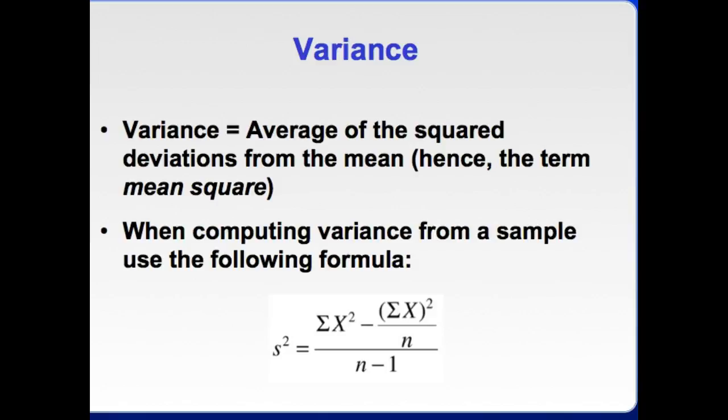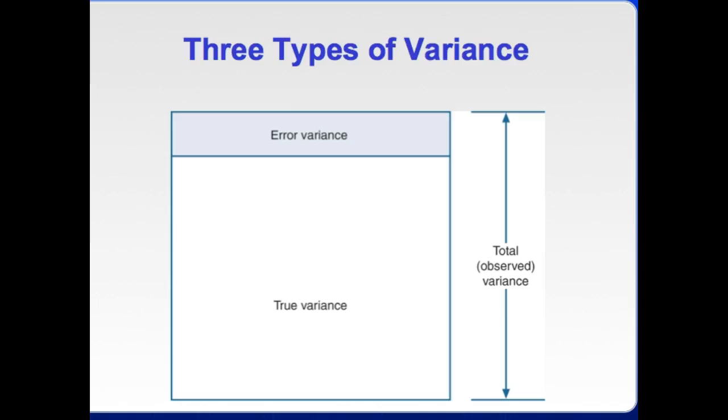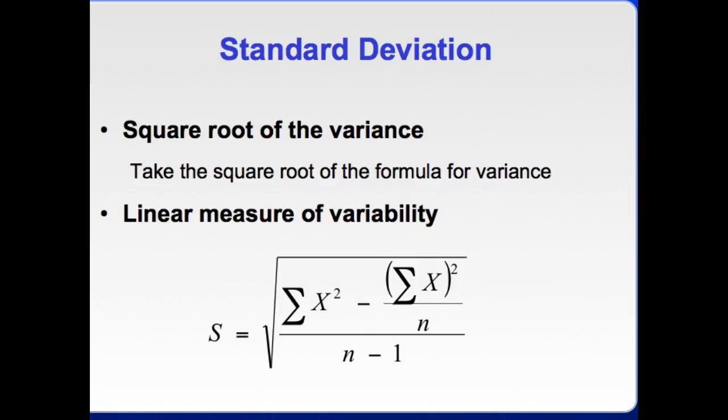Your variance equals the average of the squared deviations from the mean, hence the term mean square. When computing variance from a sample, use the following formula. And here are 3 types of variance: error, true, and total. Standard deviation is the square root of the variance. Take the square root of the formula for variance, a linear measure of variability.